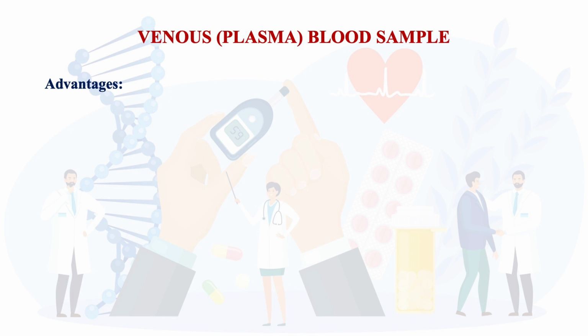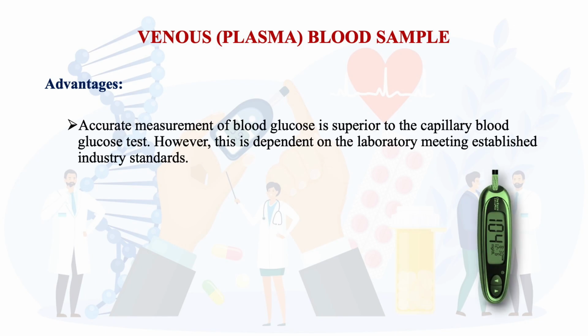Coming to the next type of blood sample, that is venous or the plasma blood sample. This type of sample also has its own advantages and disadvantages. Talking about the advantages first, accurate measurement of blood glucose is superior to the capillary blood glucose test. However, this is dependent on the laboratory meeting established industry standards.